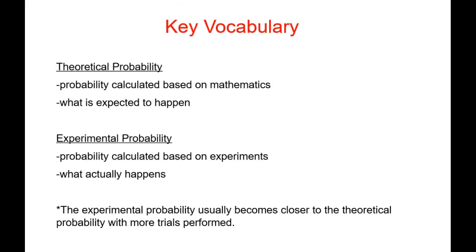The first term to discuss is theoretical probability, which is the probability calculated based on mathematics. That is what we expect to happen given a certain situation. The experimental probability is a probability that's calculated based on an actual experiment. It's what actually happens after you go through and run a model. The thing to remember between the two is that the experimental probability usually becomes closer to the value of the theoretical probability if we conduct more trials or runs in the experiment.